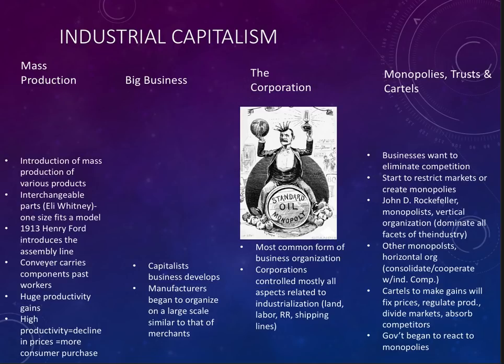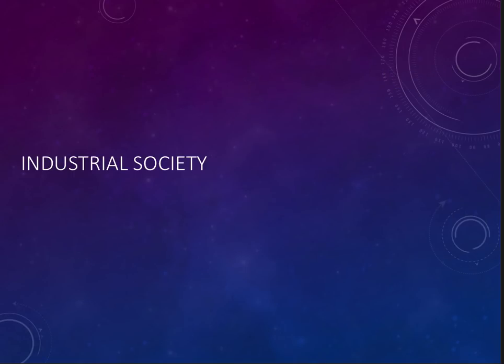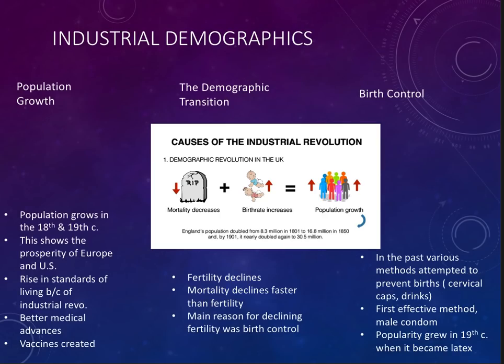So that's pretty much a little bit about industrialization in terms of the factories, how businesses started, and how the corporations and monopolies worked. Now we're going to look at the society itself, the people that came from this, and what was happening because of industrialization. How was society affected because of industrialization? The first thing we're going to look at is population growth. Population will grow in the 18th and 19th century. So in the 1700s and 1800s, it's going to grow.